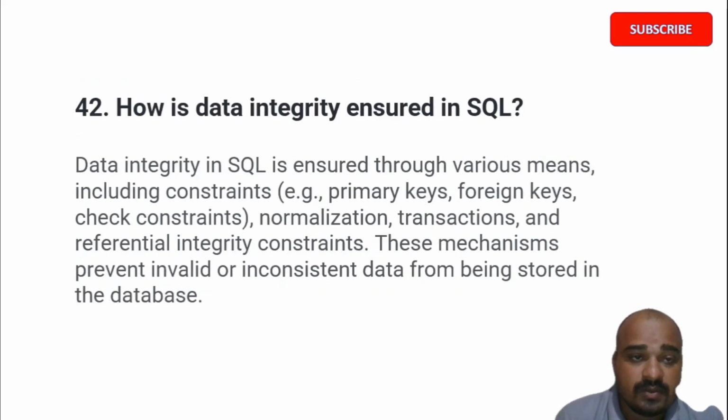Question number 42. How is data integrity ensured in SQL? Data integrity is ensured through various means, including constraints, for example primary keys, foreign keys, and unique key constraints, normalization, transactions, and referential integrity constraints. These mechanisms prevent invalid or inconsistent data from being stored in the database.